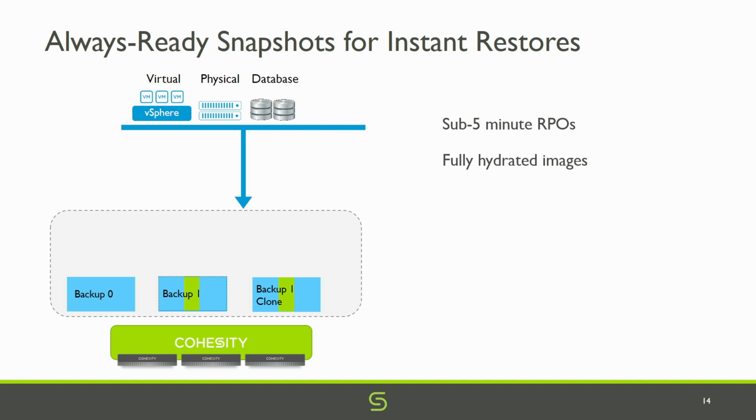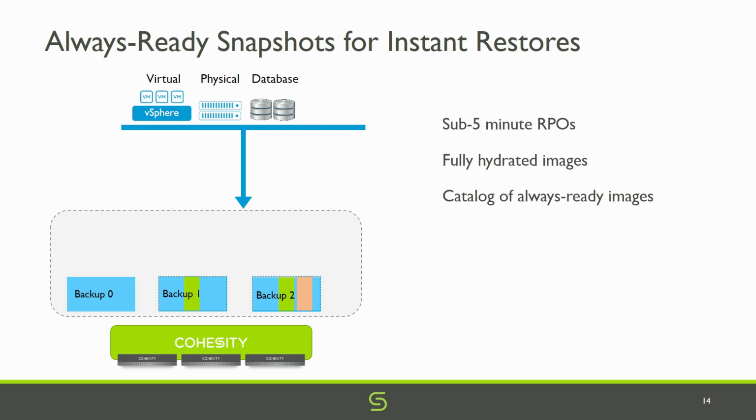The next backup comes around, we're going to do the same thing. We're going to take a clone of backup 1, grab the changes with change block tracking for the second image, map that to a file on the Cohesity file system, again, a fully hydrated image. And this is very unique. We're actually the only company out there that does backups this way. And why does this matter?